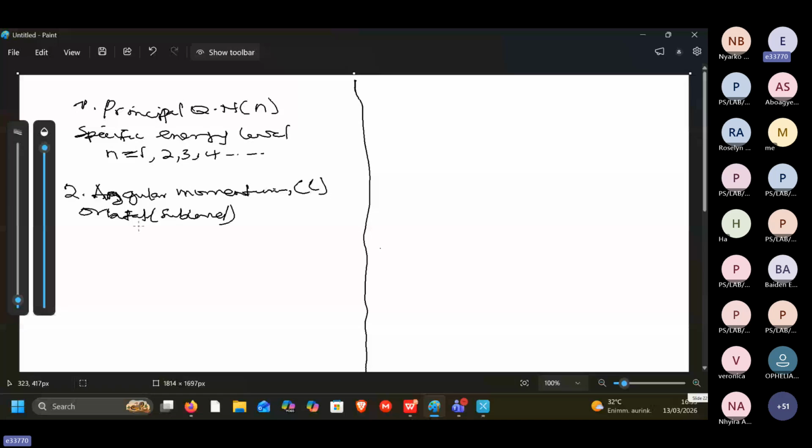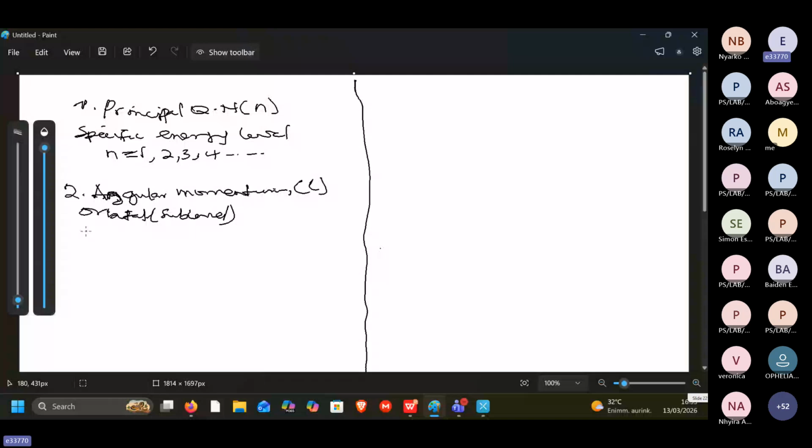Now, the value of L depends on the value of n. It has to do with n minus 1.